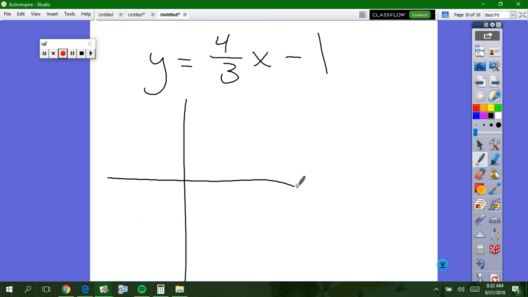Which is? Mid. I didn't mean to call you out on that. -1. Notice it's already in rise over run, isn't it? That's pretty good, though. Here we go. 1, 2, 3, 4. How much are we running? 3.